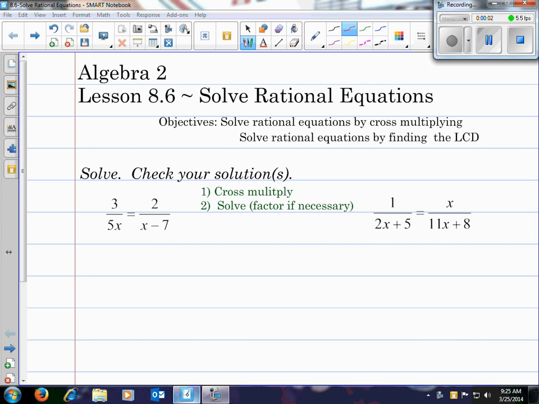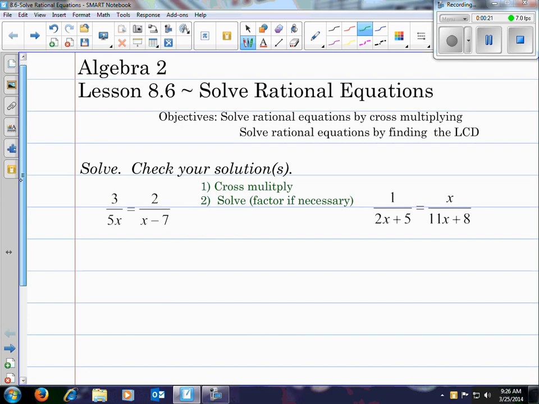Alright, this is lesson 8.6, solve rational equations. We are going to solve using cross multiplying and by finding the least common denominator. We've already found least common denominator, so this is just going to be more practice, and then we're going to solve, which means we're going to get an x equals answer. So the first one is a solve and then check your solutions.